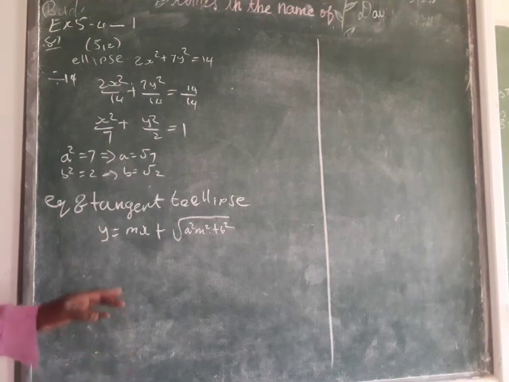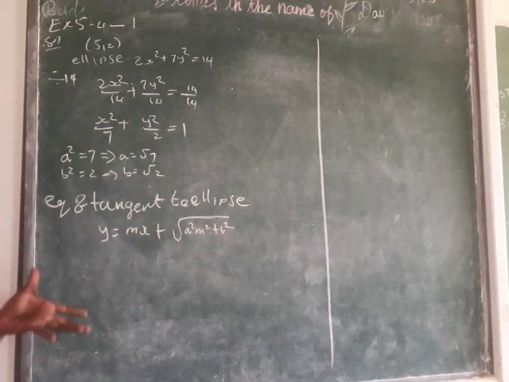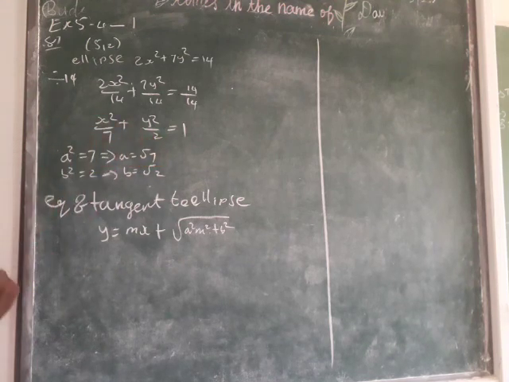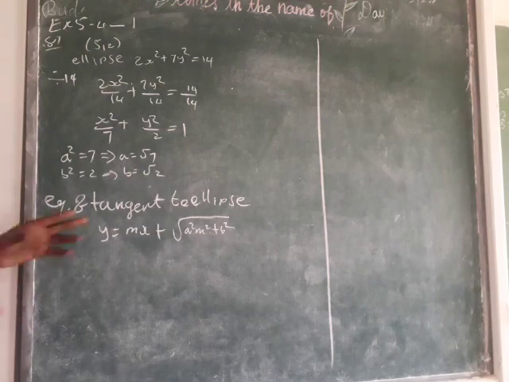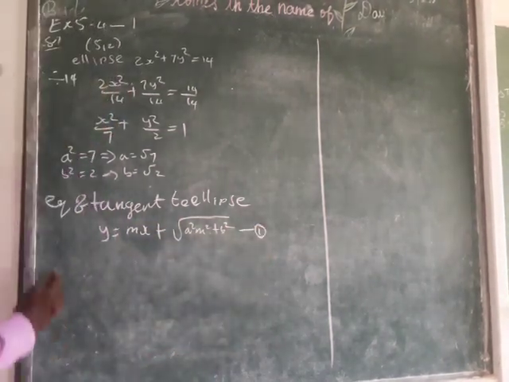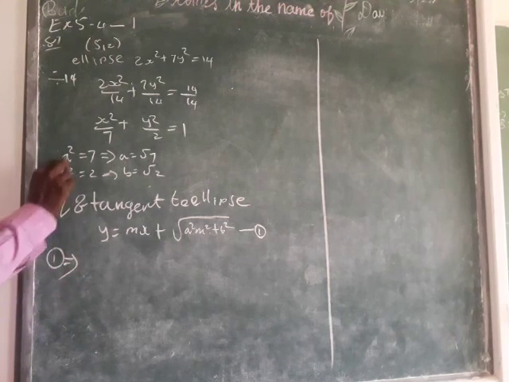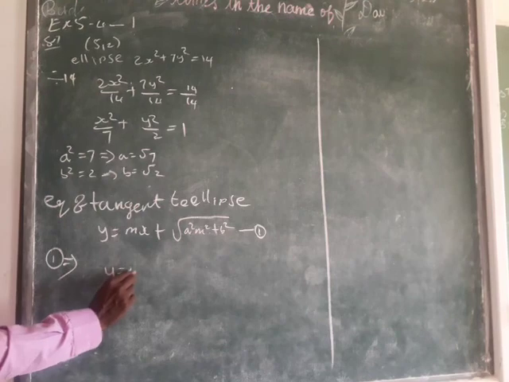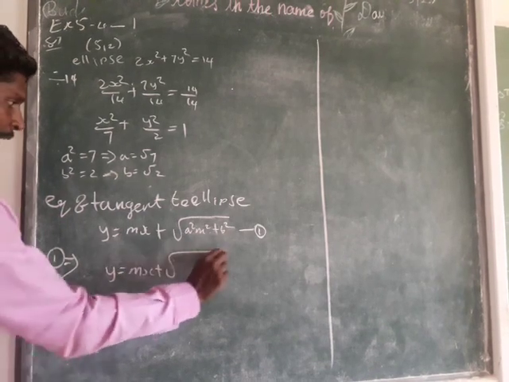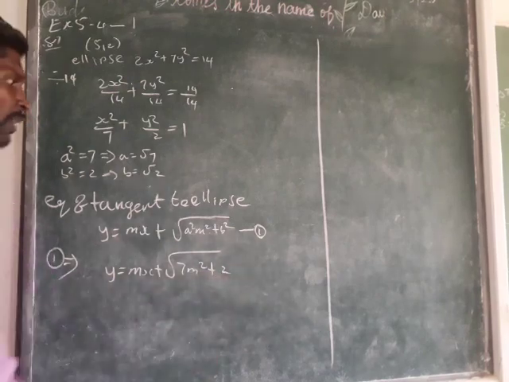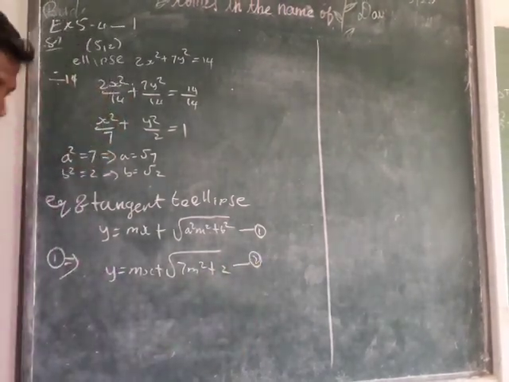Now we have to find the values of m, a and b. With the help of the equation of the ellipse, we can find the a squared and b squared values. Then substitute a squared equals 7 and b squared equals 2. So y equals mx plus square root of 7m squared plus 2. Consider this as equation 2.